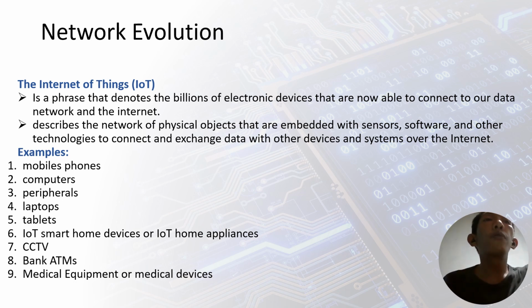These are examples of IoT: mobile phones, computers, peripherals such as mouse, keyboard, printer, webcam, headsets. Next, laptops, tablets, IoT smart home devices or home appliances. There are several smart home devices or home appliances that can now connect to the internet. CCTV, bank ATM, medical equipment or medical devices. There are several medical equipment or medical devices that can also now connect to the internet.